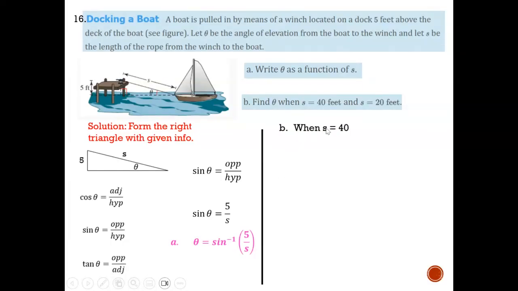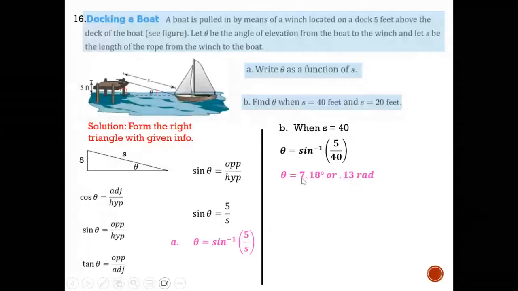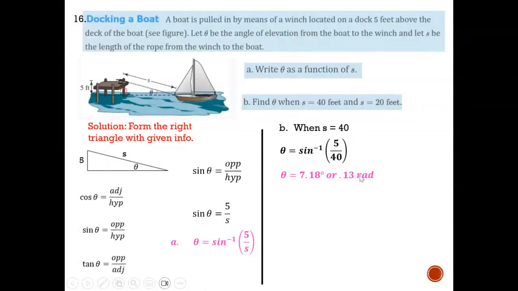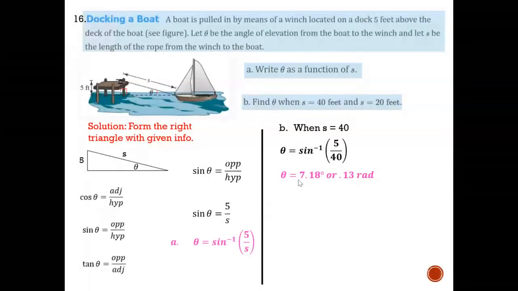Now for part B, it says when S is 40 feet, when the length is 40 feet, find theta. So theta is equal to the arcsine of 5 over 40. Use your calculator. It's going to give us 7.13 degrees. In the homework, it wanted radians, but I'll give it in degrees and radians so that however the instructor wants it, you'll be able to find it. If you use the calculator, make sure that the mode is in degrees to get degrees, and then switch it to radians to find it in radians.